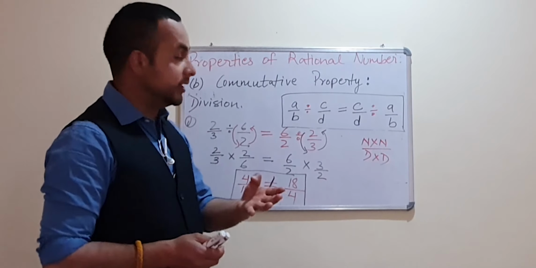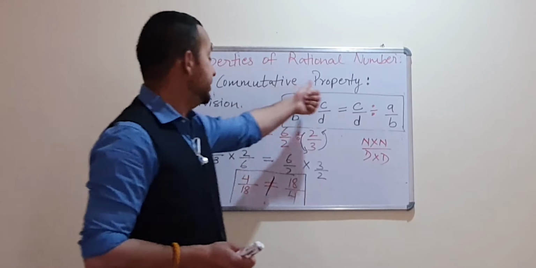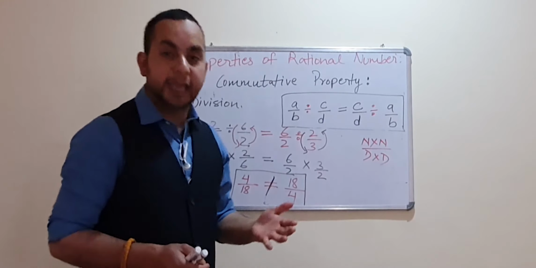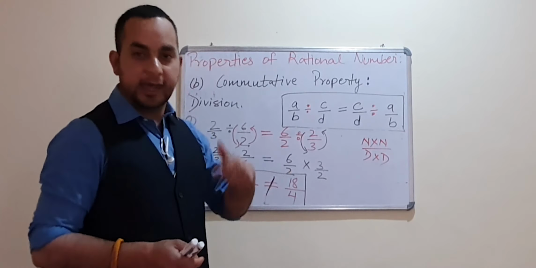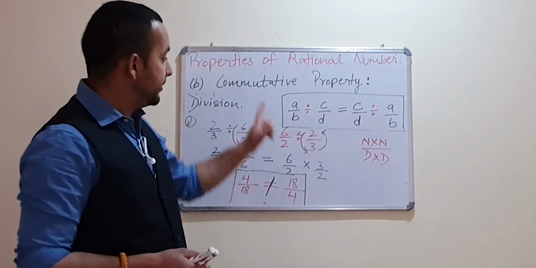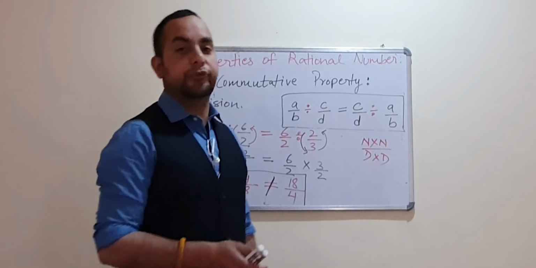We verified it, right? But in case of commutative property, it is only applicable for addition and multiplication. Commutative property is not applicable for subtraction and division.